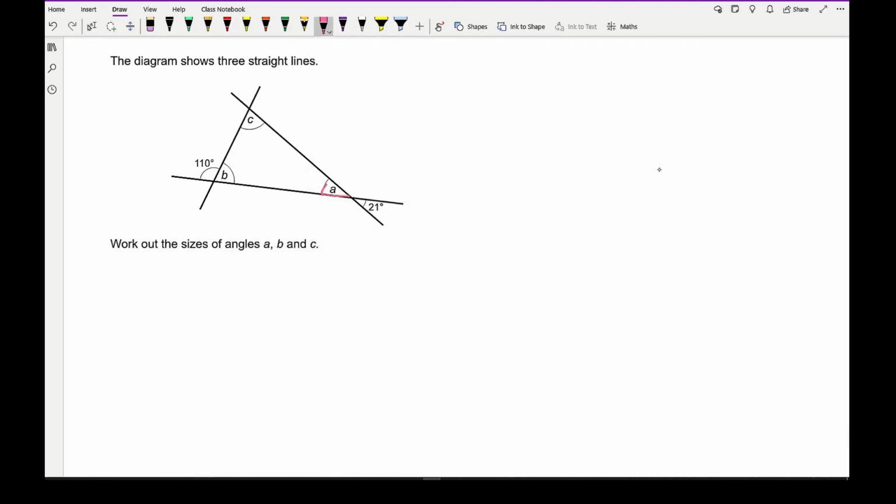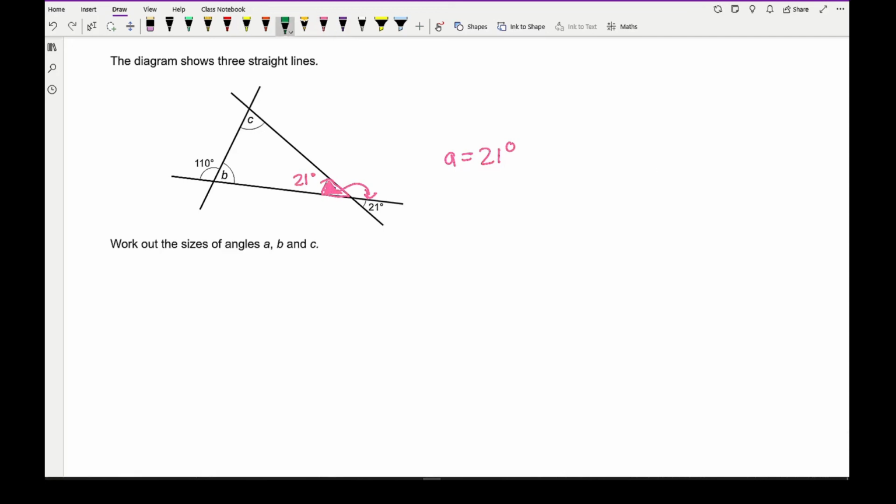So let's work out what A is first. Now I know that A and this angle of 21 is opposite, so A equals 21 degrees. Now to help me, I'm just going to label that as 21 degrees and colour that in, so I know what that is. Now I need to work out what B is.